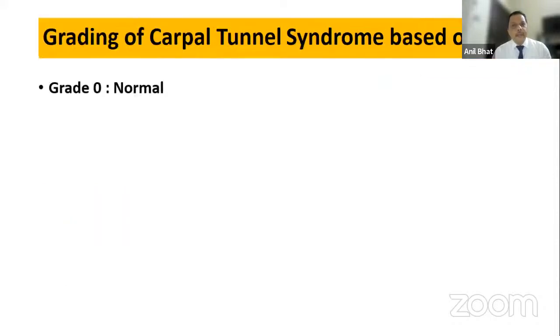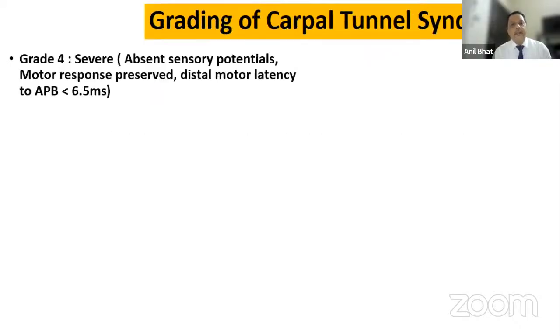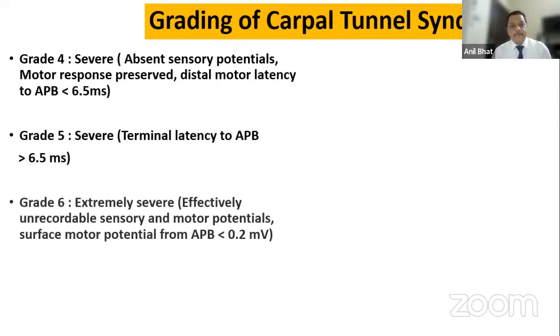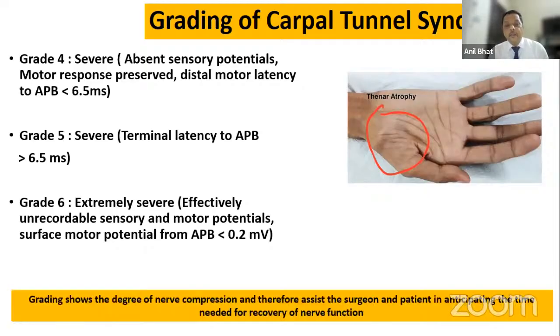And when you do NCV, they send you reports with grades. Grade 0, grade 1, very mild, moderate, severe, and very severe. This is what the NCV report comes as. But why is this important? It's only because it lets you see the degree of compression and then tell the patient accordingly.